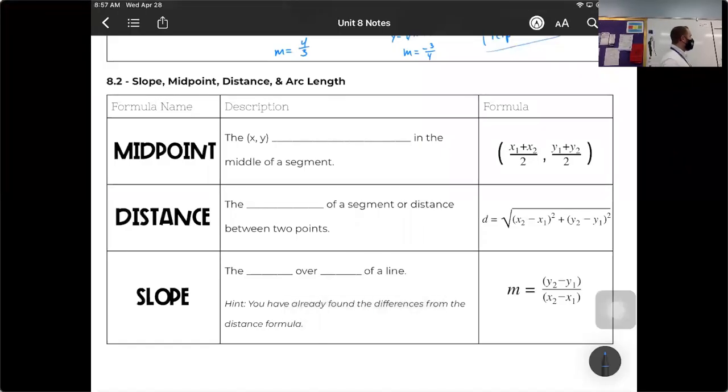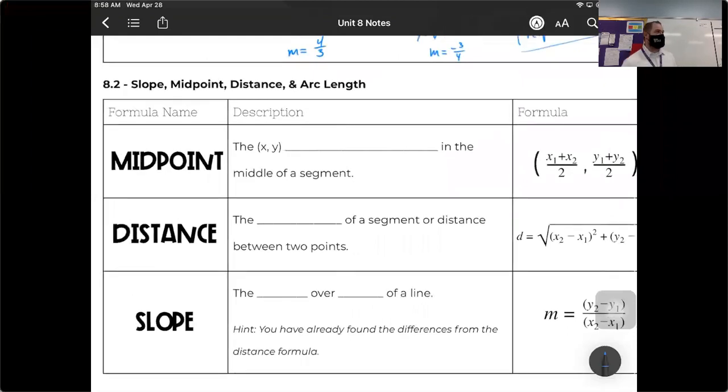All right, here's our lesson video for day 8.2. We're talking about slope again, but we're also talking about midpoint, distance, and then something called arc length that we've talked about in previous lessons. We're going to get back to that. So we're just going to go over these formulas here to review what they mean, and then we're going to use those down the road.